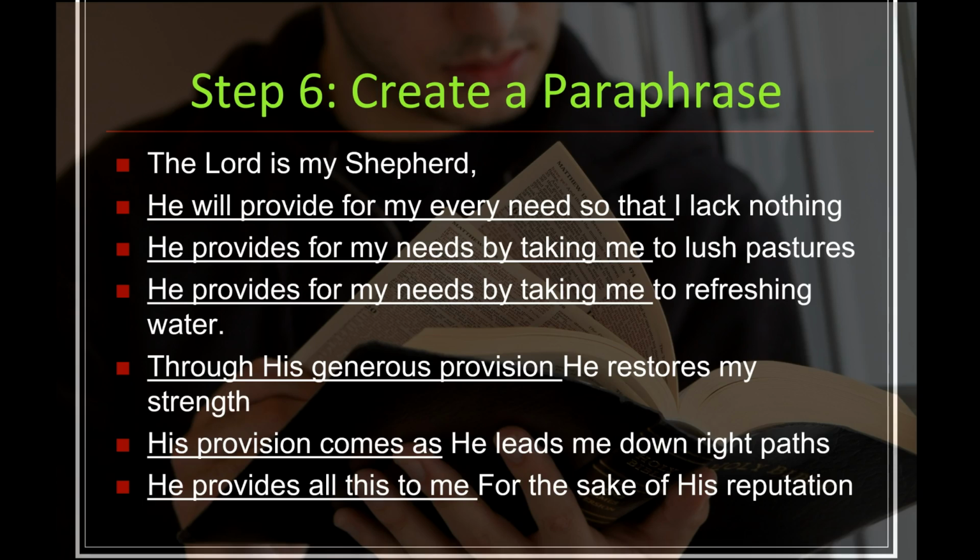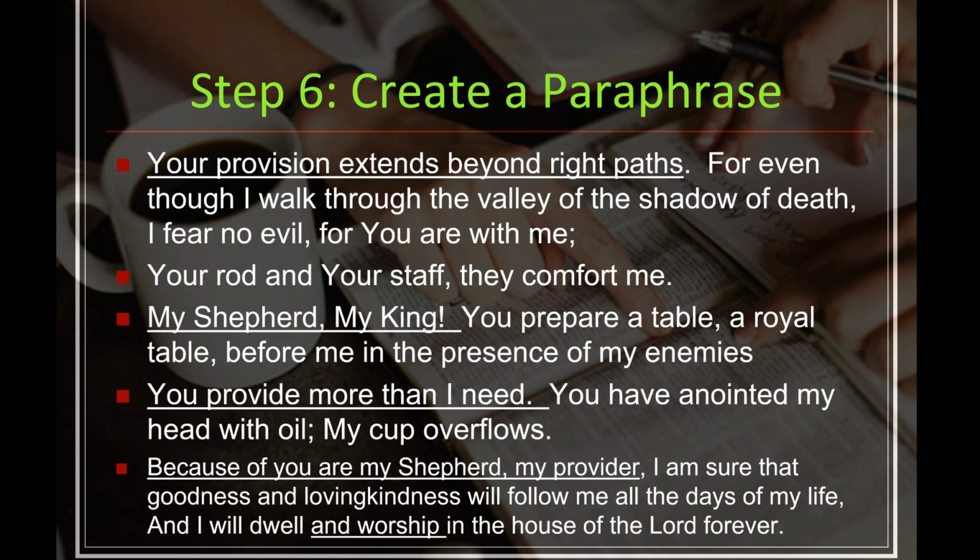So if I were writing for our assignment a paraphrase of this psalm, I would start with "The Lord is my shepherd." And then I would go, "He will provide for my every need so that I lack nothing. He provides for my needs by taking me to refreshing water. Through his generous provision, he restores my strength. His provision comes as he leads me down the right path, and he provides all this for me for the sake of his reputation."